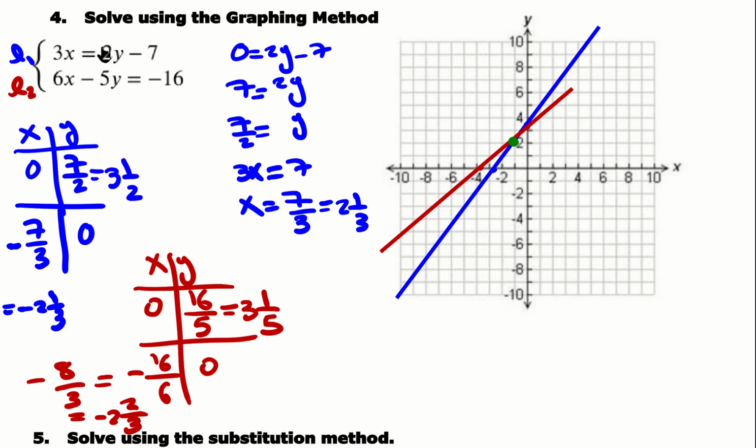And you end up with x equals negative 7/3, okay? Which is, of course, negative 2 1/3 when you write it as a mixed number. Now, we're going to do the same with the second line, L2. So when x is 0, we end up with negative 5y equals negative 16. Divide both sides by negative 5. So we get y equals 16/5, which is 3 1/5.